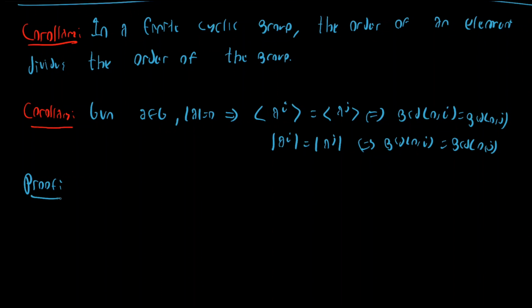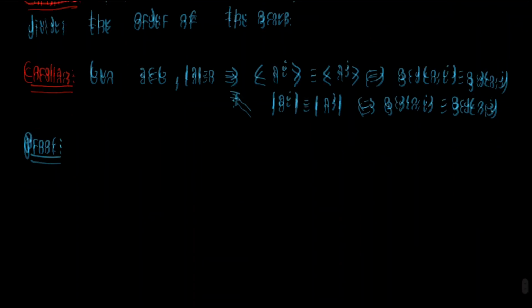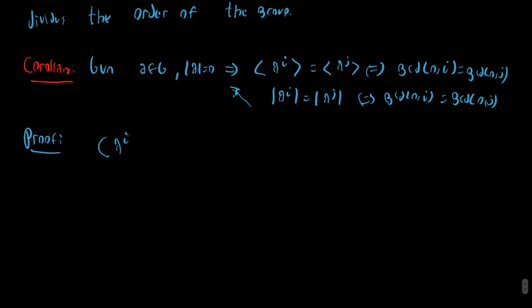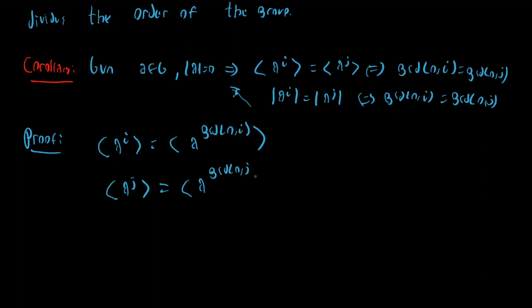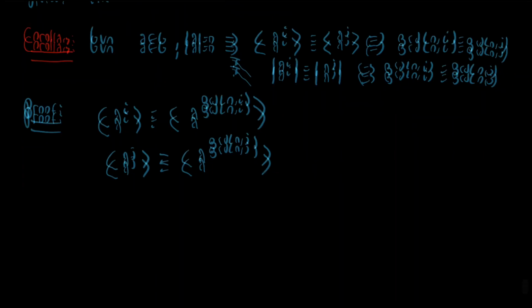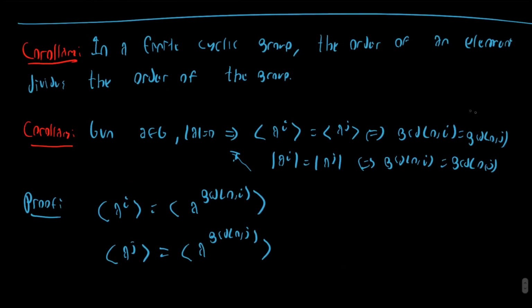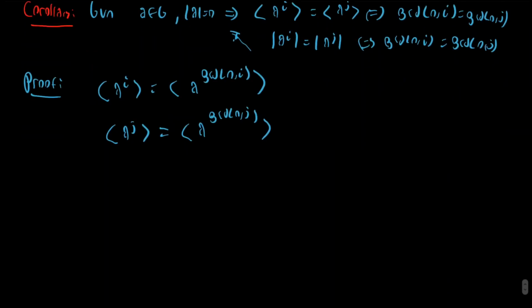So for this, let's give a proof, which is pretty quick and short, but let's give it. In order to prove it, we notice that a to the i, by the previous fact, is equal to the cyclic subgroup generated by a to the GCD of n and i, and similarly the cyclic subgroup generated by a to the j is equal to the following. Okay, but now what we wanted to show here is that these two are equal if and only if these GCDs are equal. So saying that these two are equal is the same as saying that these two are equal.